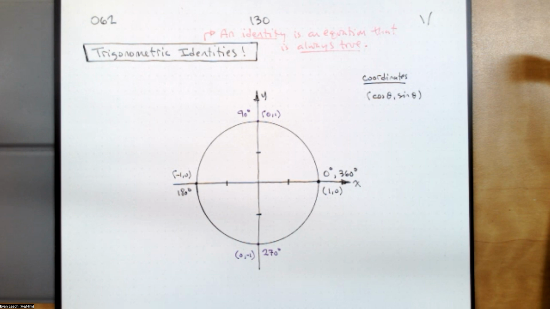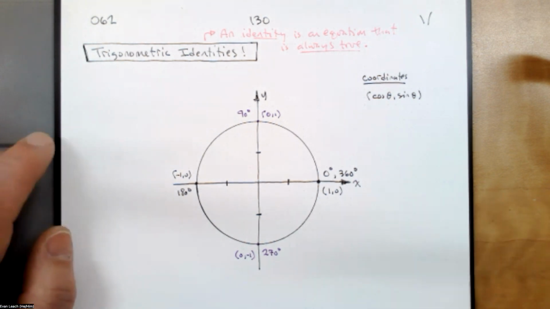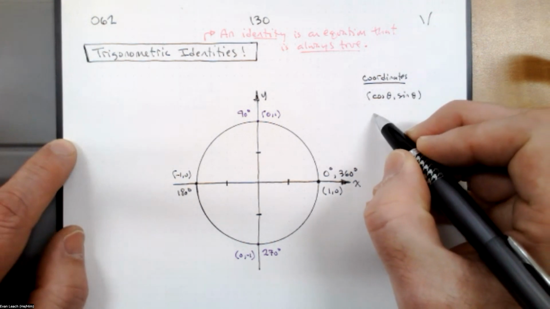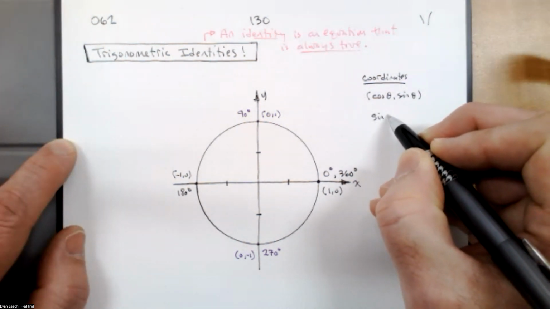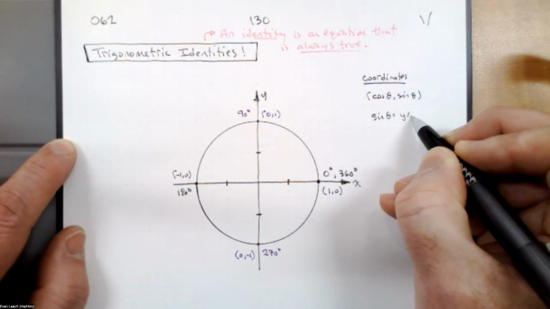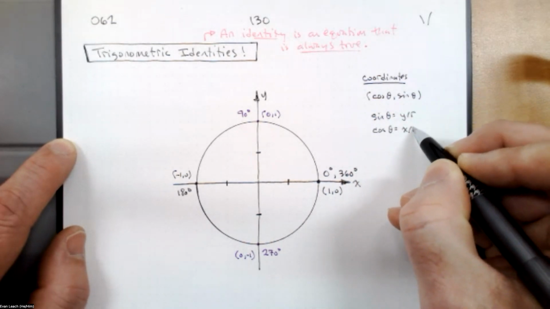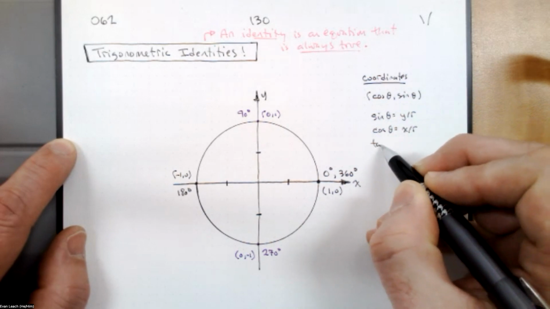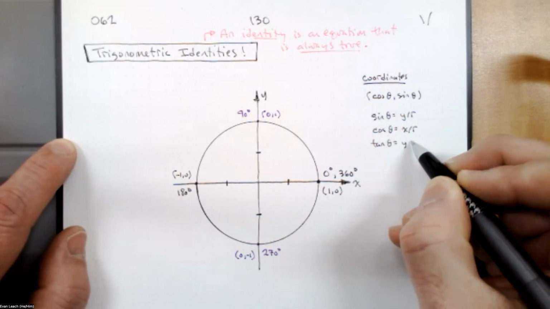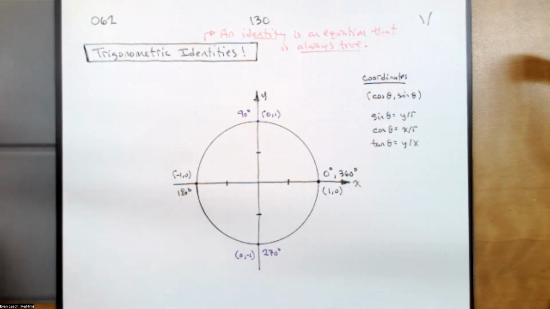We want to make sure that we associate cosine of theta with the x coordinate and sine of theta with the y coordinate. This goes with the stuff we saw earlier, where we said sine of theta is y over r, cosine theta is x over r, and tangent of theta is y over x. On a unit circle, r is equal to 1. So sine of theta is y, cosine of theta is x.